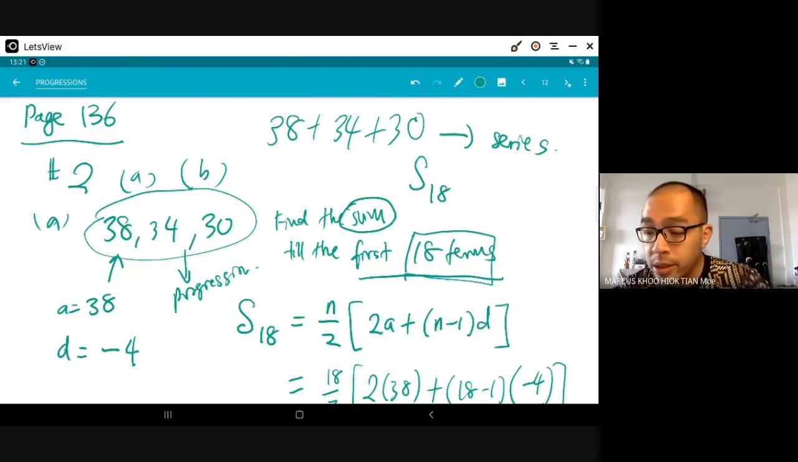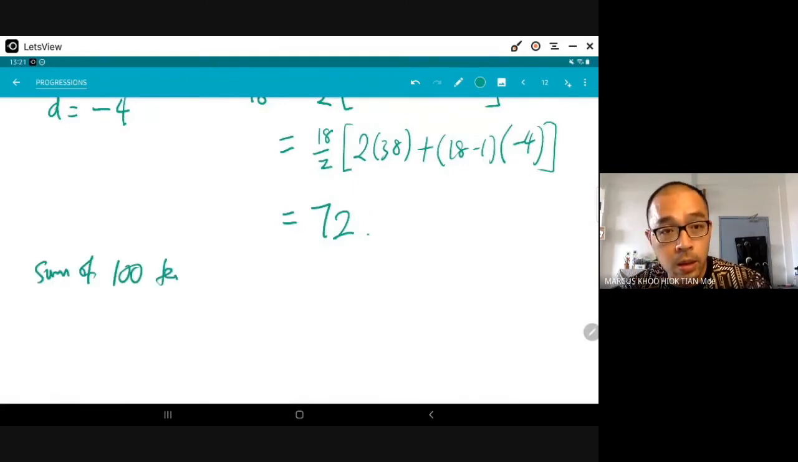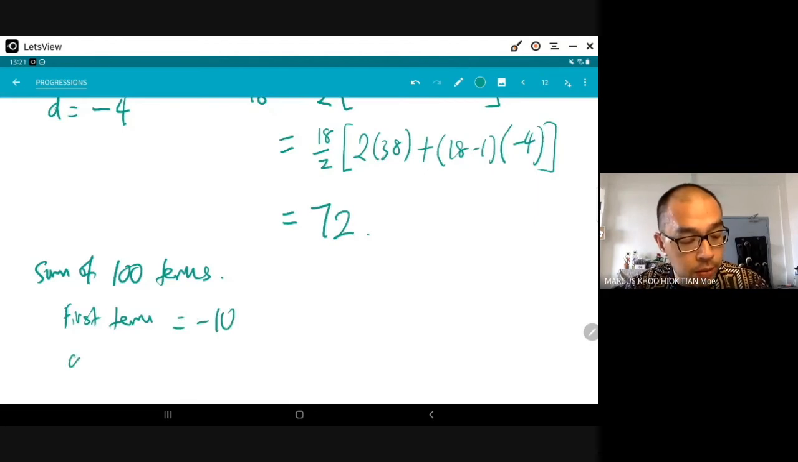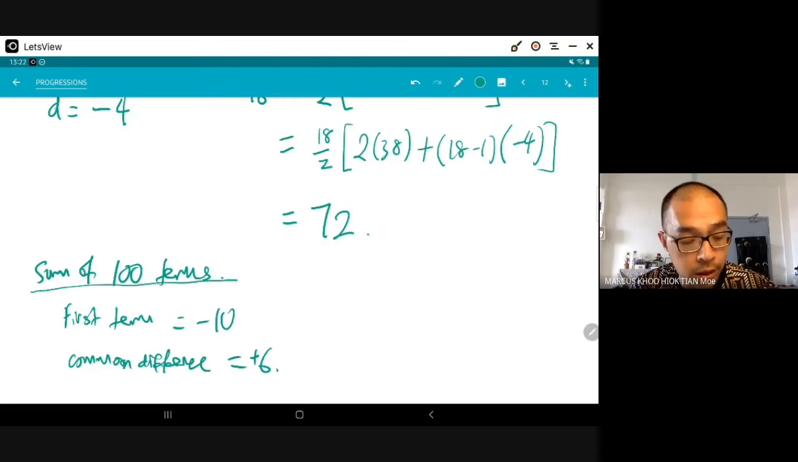Okay, let's take a look at question 2B. Dia cakap find the sum of first 100 terms. Okay, dia bagi tahu the first term is negative 10 and the common difference is, what huruf? Is huruf D. Common difference is 6. Now, kalau dia bagi 6, no positive, no negative, we always assume that it is positive. Okay, kalau dia negatif, dia akan bagi negatif. So, sebenarnya apa yang dia mau kita cari di sini? Sum of the first 100 terms.